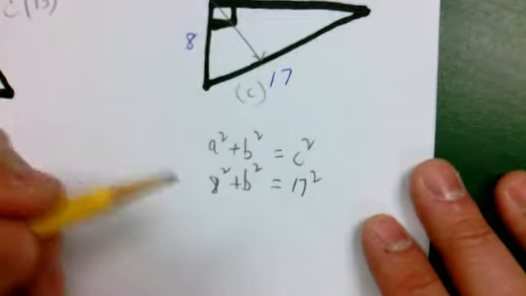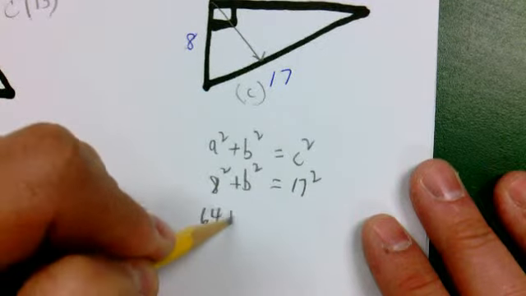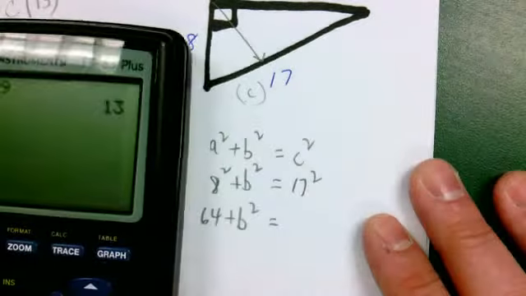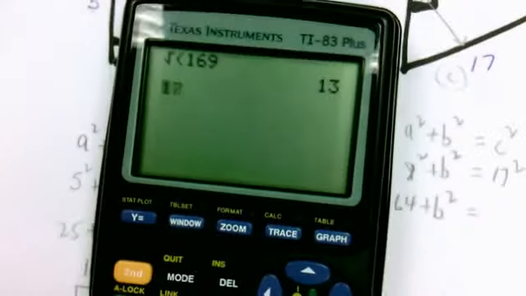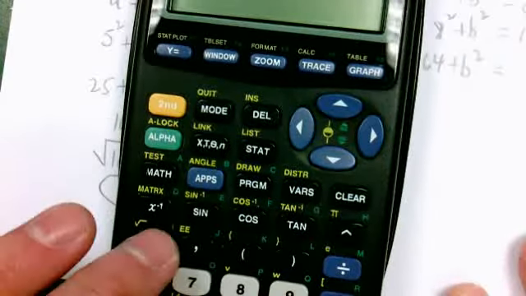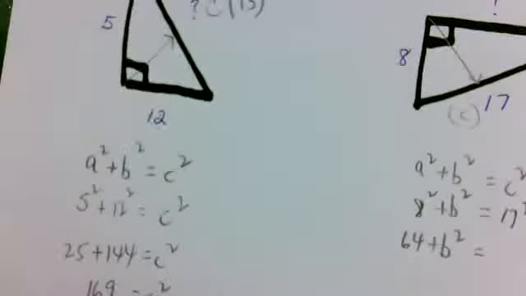And then A squared, or 8 squared, is going to be 64, plus B squared equals, and if you're having trouble, use the graphing calculator, 17 squared: you type in 17, you hit the x squared button, hit enter, and it gives you 289.